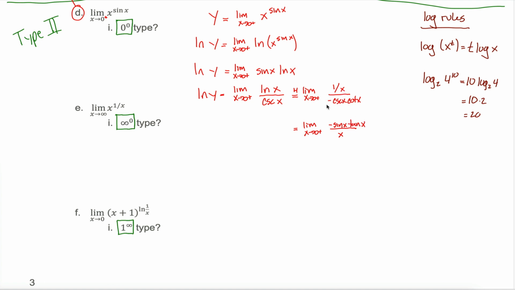So 1 over x divided by negative cosecant times cotangent is the exact same as the negative of sine of x times tangent of x divided by x. Is this a limit that we can evaluate? I don't know, maybe. Let's check it out.